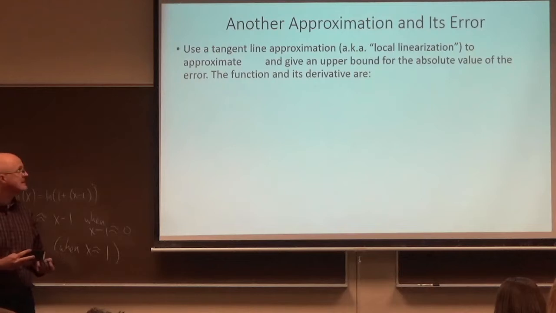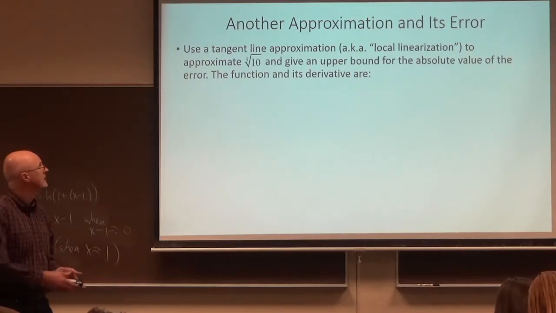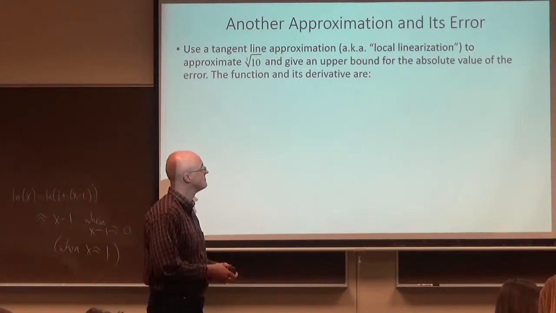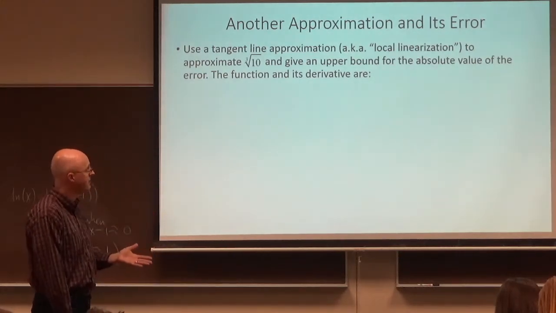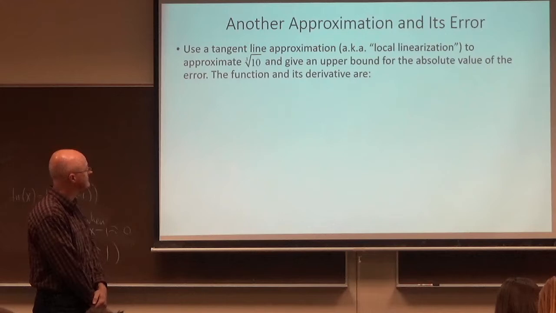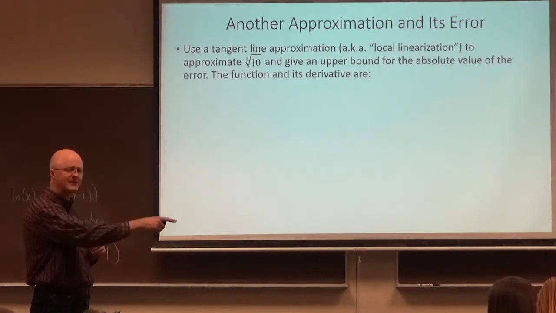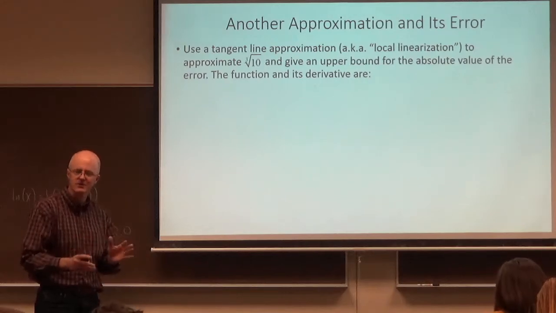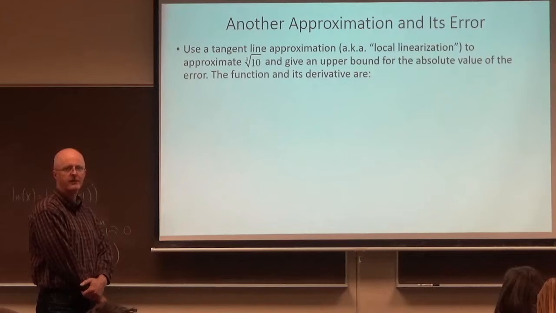What is error? Well, let's consider an example. Let's use a tangent line approximation, in other words, a local linearization. It means the same thing. To approximate the cube root of 10 and give an upper bound for the absolute value of the error. Actually, I'm not going to do quite what I'm saying there. I was thinking about a different example later on. I'm not going to give an upper bound for the error. I'm going to give an approximation. There's another example we'll do later where we'll give an upper bound.